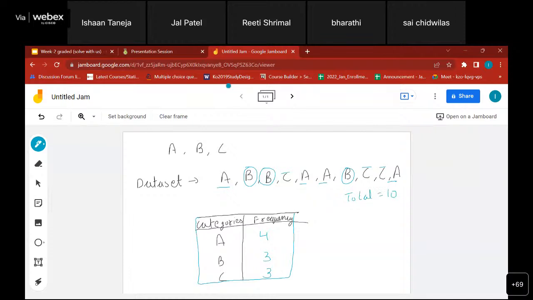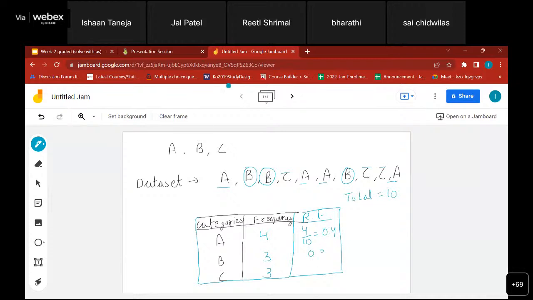4 plus 3 plus 3. So the relative frequency of category A, or the proportion of times, I can write as it occurred 4 times of the total of 10 times. So I can write it's 0.4 or 4/10. Both are the same thing.